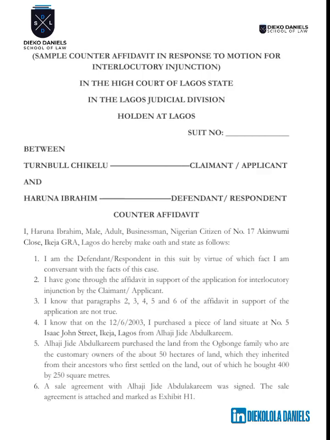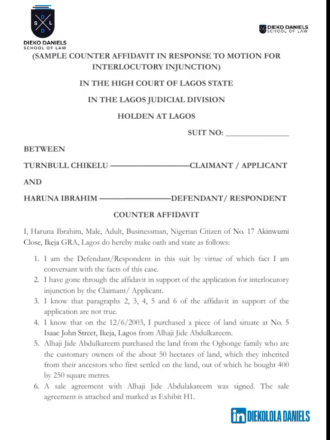Then paragraph 2: "My lord, I have read through the affidavit in support of the motion for so and so by the claimant applicant." And number 3: "I know," not that they tell me, "I know that paragraph so and so of their affidavit is not true." Do you understand? Those are the first 3 paragraphs of a counter affidavit. That's why it is called counter. That is why in your affidavit, you are going against the facts stated in their own affidavit.